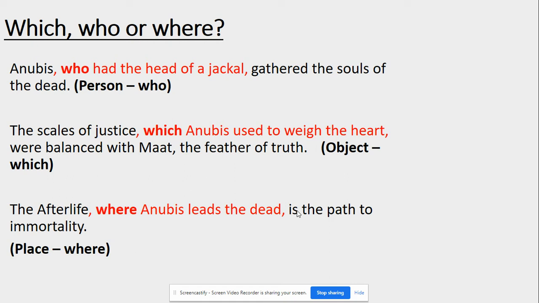The afterlife, comma, where Anubis leads the dead, comma, is the path to immortality. A place is where. Okay, so to sum up: if the noun is a person, it's who. If it's an object, it's which. If it's a place, it's where.